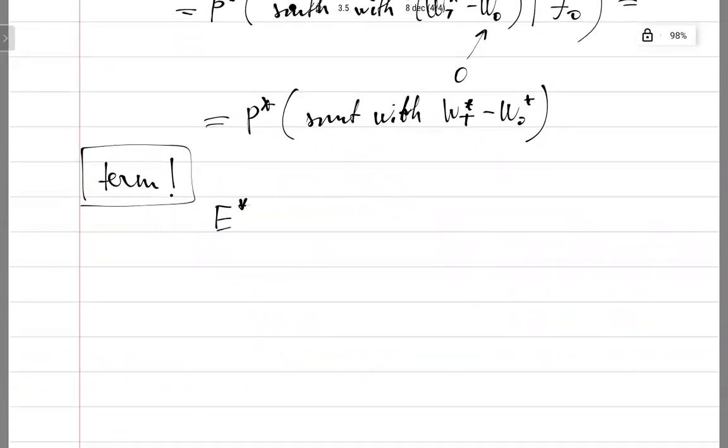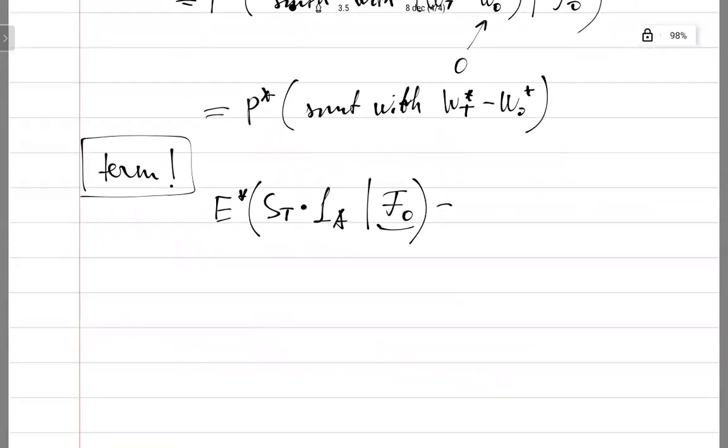Okay, so we need to calculate term one, the expected value of S_T times the indicator of A, given F0. Once again, we can read off W, so using the same logic, we can get rid of this sigma algebra. Why can we do so? Because S_T is independent from F0. Because we cannot know S_T from F0. Yeah, the logic is the same.